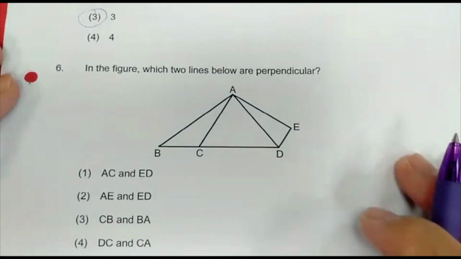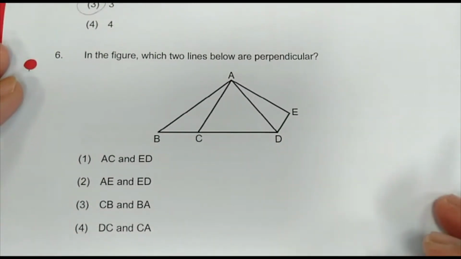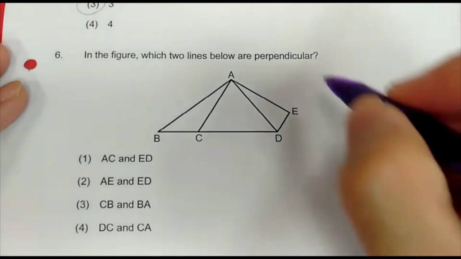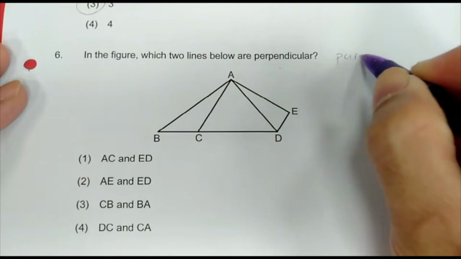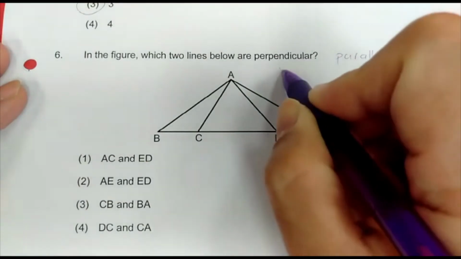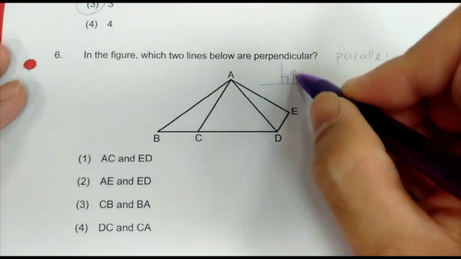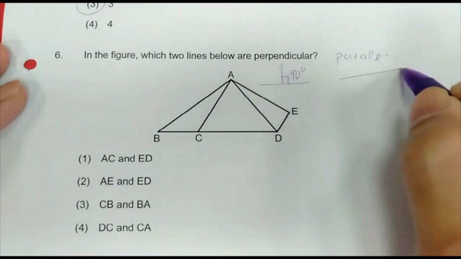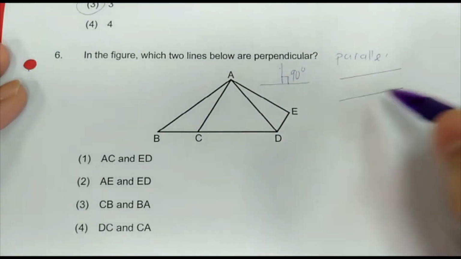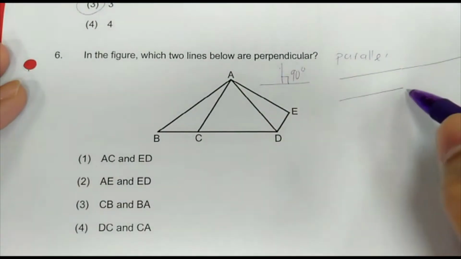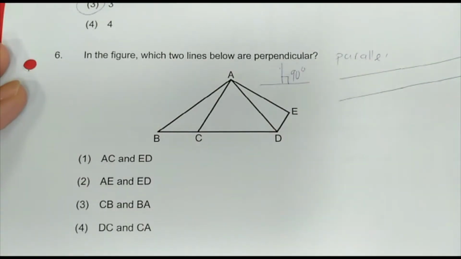Next one. In the figure, which 2 lines are perpendicular? Now, there are 2 words that pupils tend to be confused. One is perpendicular, the other word will be parallel. Now, perpendicular lines means they meet at a right angle at 90 degrees. Whereas parallel lines will never meet. No matter how far you extend, they will just never meet.